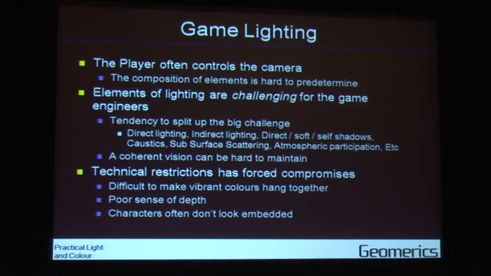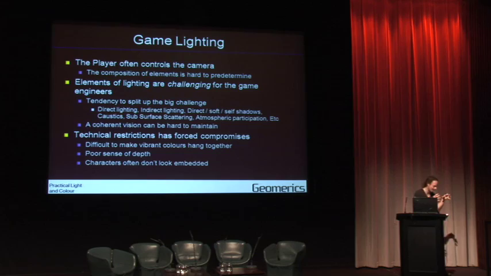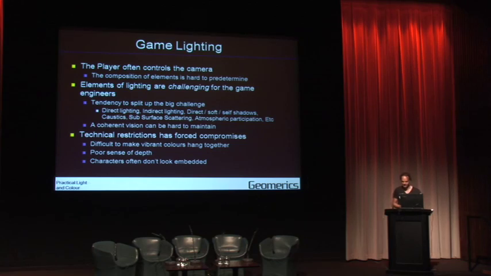So, game lighting. One of the problems with lighting or composing for games is that it's the player that's controlling the camera. He will always look where he's not supposed to, down on the ground, in the corner, etc. So it's hard to place things where they look pretty in the final image that you see. The different elements of the lighting in games are challenging for the game engineers. I know that because I work with quite a lot of them.